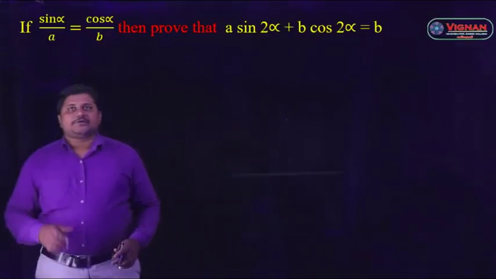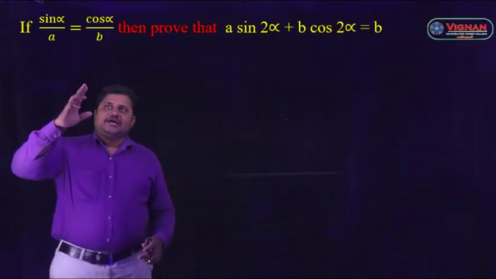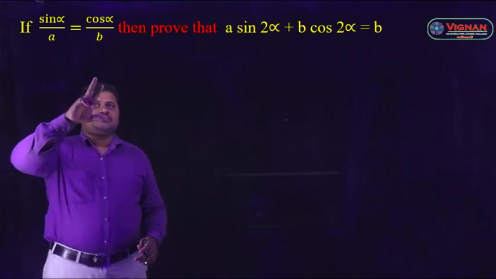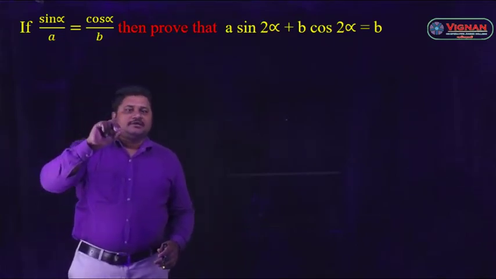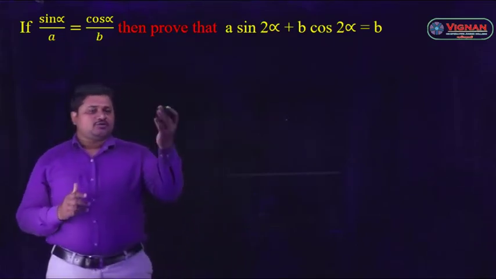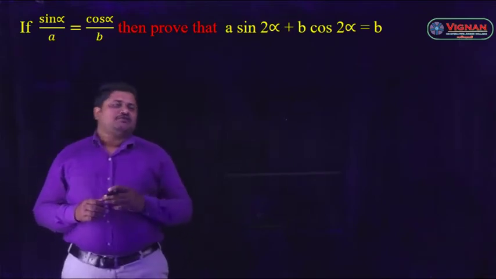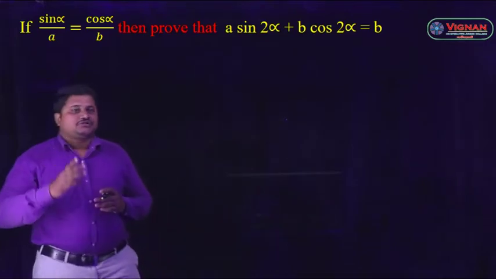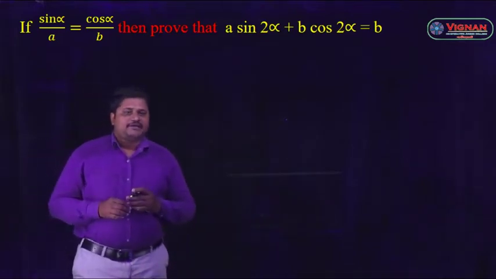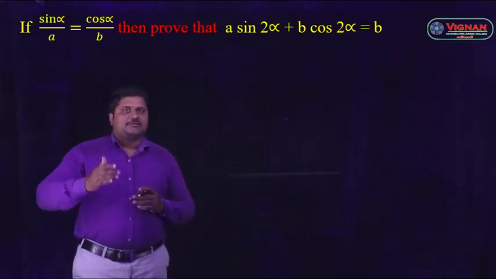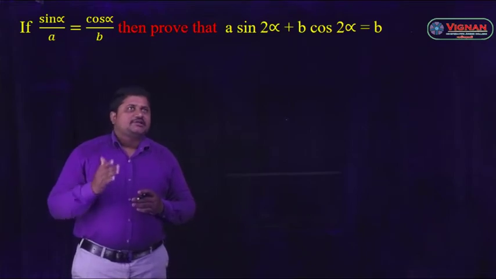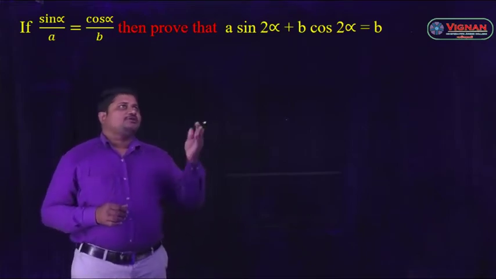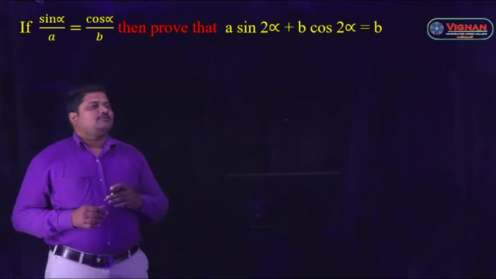The first problem is, if sin alpha by A is equal to cos alpha by B, then prove that A sin 2 alpha plus B cos 2 alpha is equal to B.